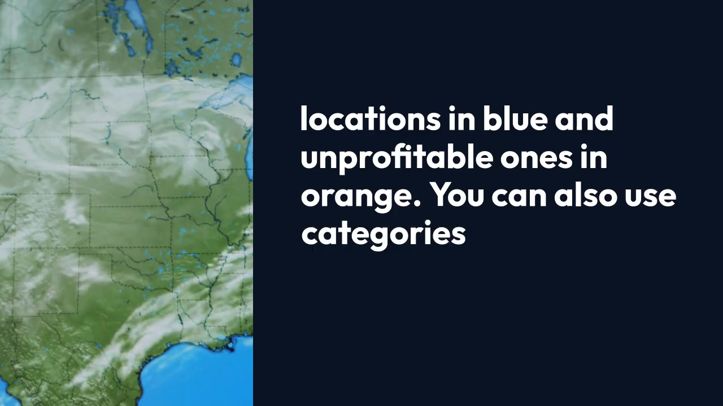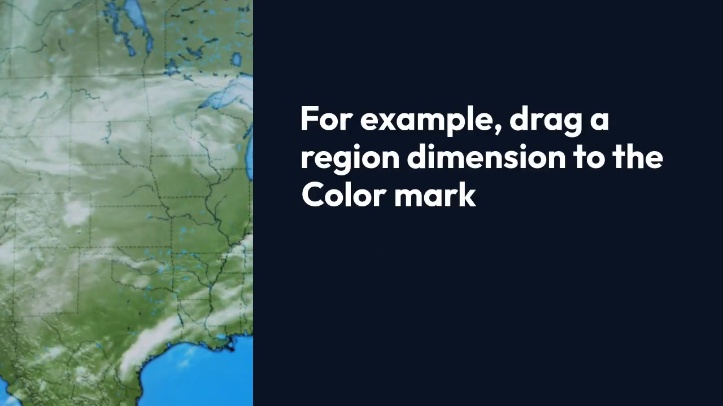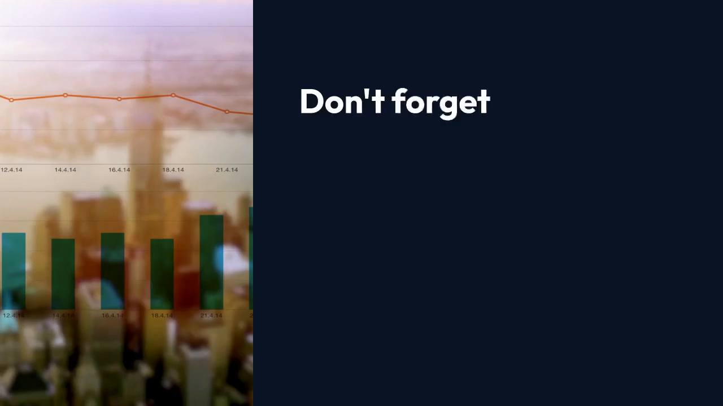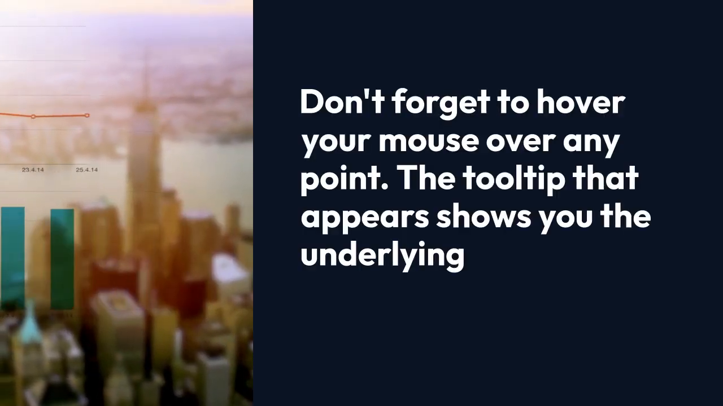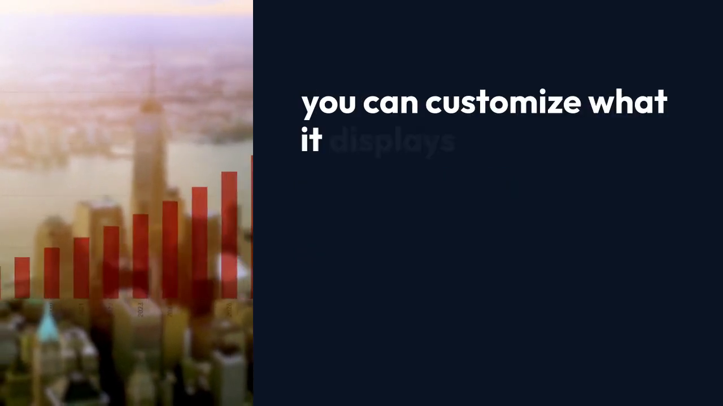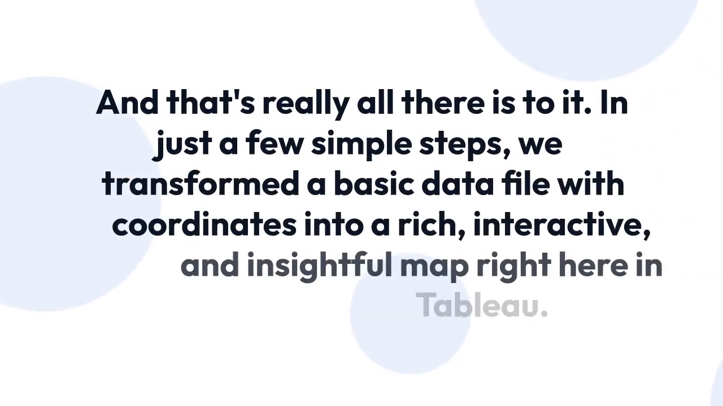You can also use categories for color. For example, drag a region dimension to the color mark to color code your points. Don't forget to hover your mouse over any point. The tooltip that appears shows you the underlying data, and you can customize what it displays by dragging more fields onto the tooltip mark. And that's really all there is to it.